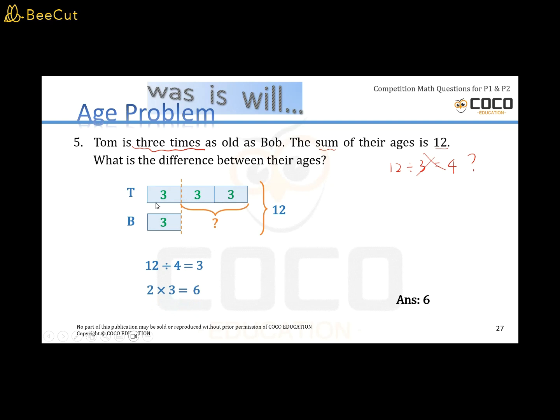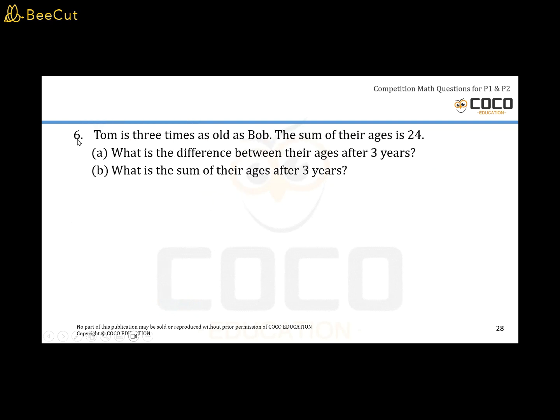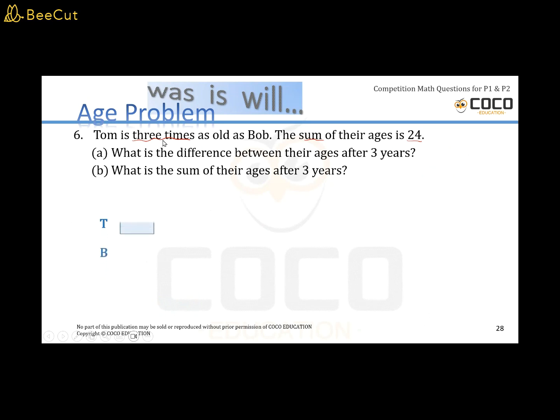If you are okay about the times model, let's try question number 6. Whatever Bob is, Tom is always 3 times as long as that. 24 include everything there. Can we use 24 divided by 3 equal 8? No, because when we watch our model closely, 24 include all the same boxes here. There are 1, 2, 3, 4 same boxes. So that's why we have to use 24 divided by 4. Each box has 6 inside.